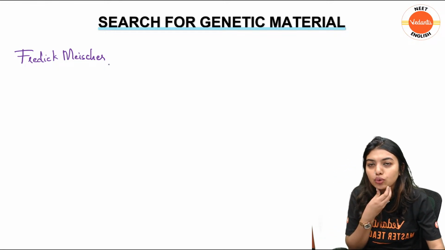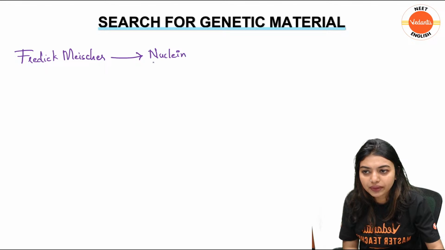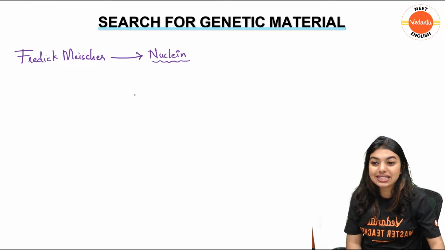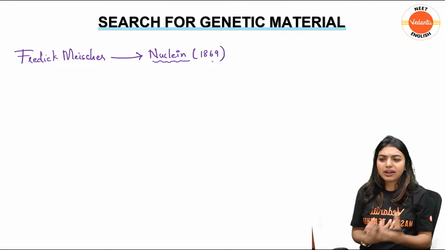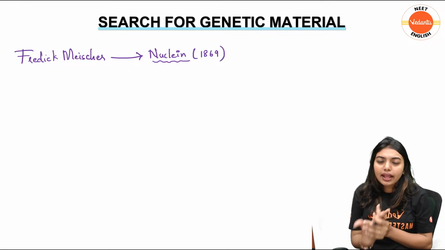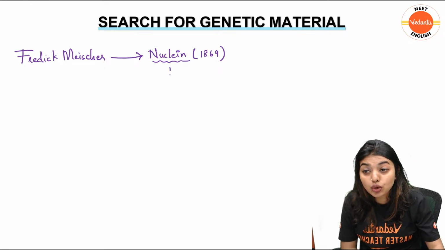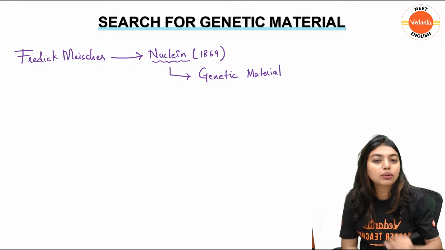Okay, he was trying to do an experiment, and he found the first ever thing, that is your genetic material, nuclein. He found nuclein, and this discovery took place around 1869. So he was trying to find something, he found nuclein. And then everyone was like, okay, this is something to do with our genetic material. See, there was no clarity that this is the genetic material, but Friedrich Mischer understood that this had something to do with our genetic material.